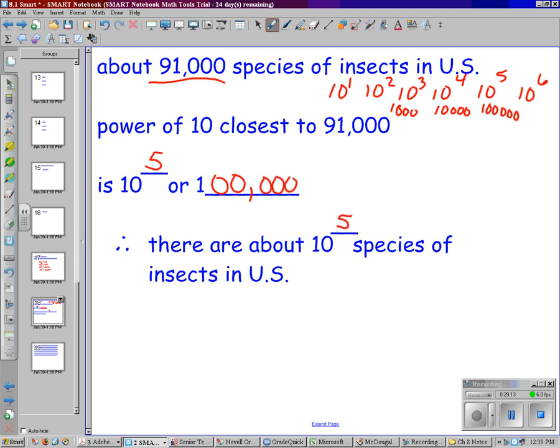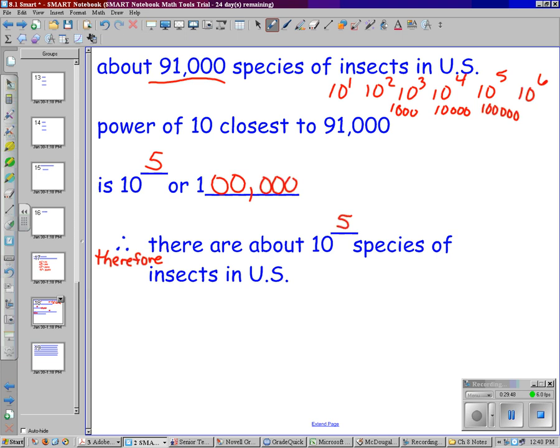Do we have to have it exactly? Not for what we're going to be working with. 100,000, it's close enough. The 3 dots are the symbol for therefore. That is the mathematical symbol for the word therefore. So the power of 10 closest to 91,000 is 10 to the fifth or 100,000. Therefore, there are about 10 to the fifth species. You'll get to use that in geometry. Sorry, some of those old habits creep back into my writing. Therefore.